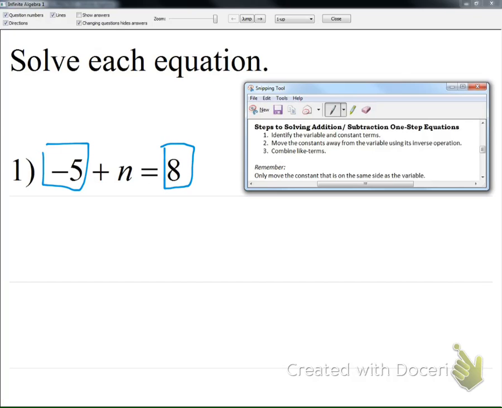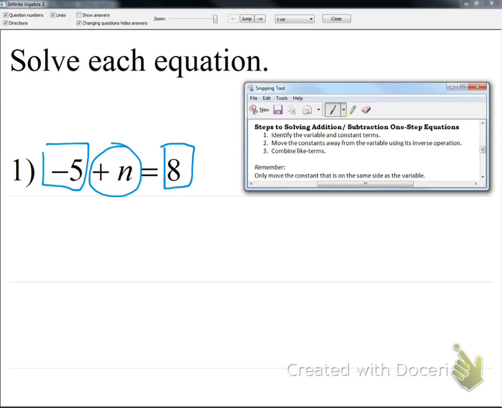They are constants because there's no variables. And then my variable term is the positive n. So the second step says move the constants away from the variable using its inverse operation. So this is important to know which variable you are going to move. Remember, you only move the constant that's on the same side as the variable. In this case, the -5 is the constant we need to move, not the 8.